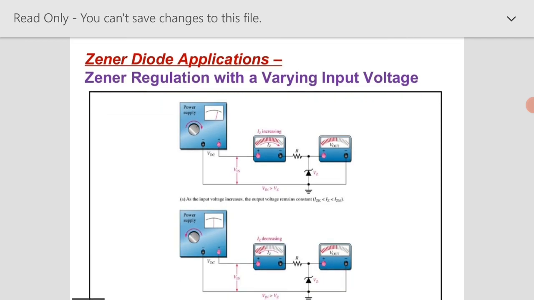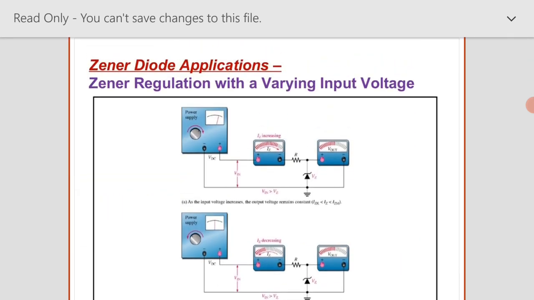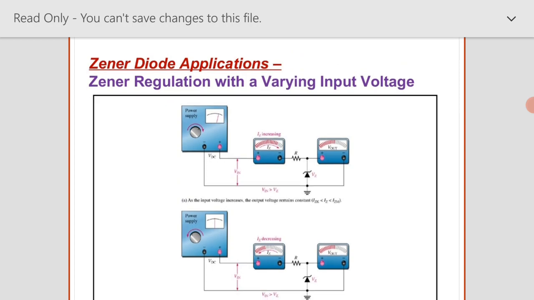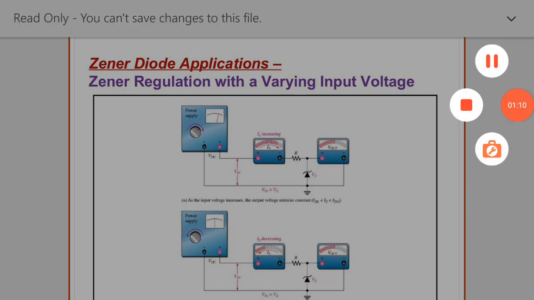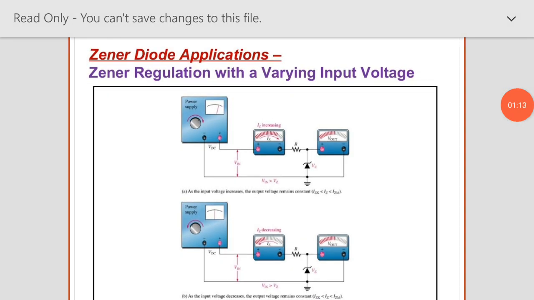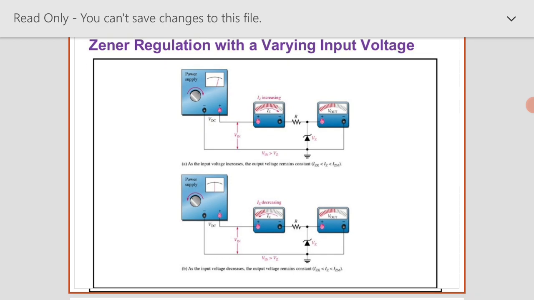Zener diode applications: the Zener regulation with varying input voltage is as shown in the slide. The Zener diode application is the Zener regulation where the input voltage varies, in a power supply. As the input voltage increases, the output voltage remains constant. Izk is less than Iz is less than Izm. As the input voltage decreases, the output voltage remains constant.